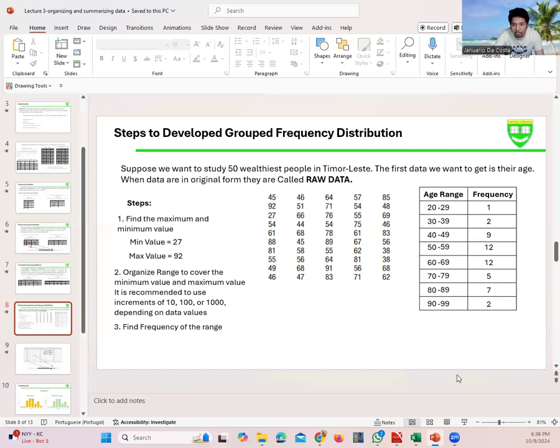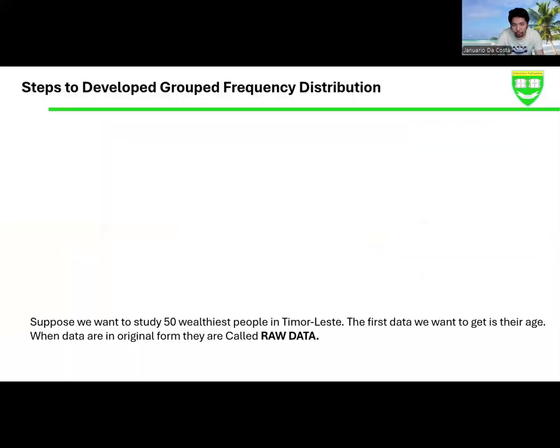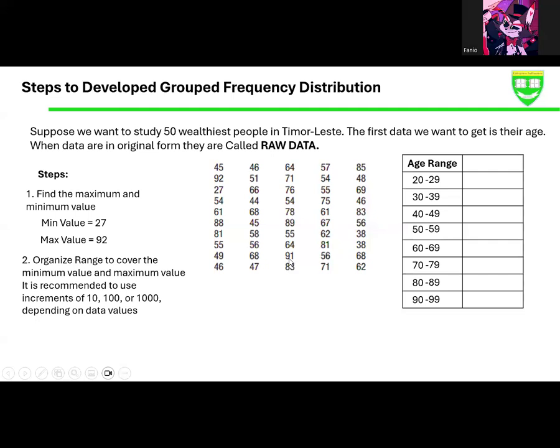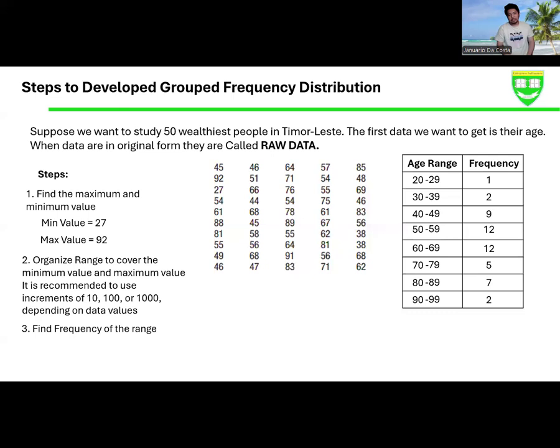Okay, I think 90 to 99 is exactly 2, hopefully. So 90 to 99, you have 92 over here and 91 over here. It's only 2. So when you total all this frequency, it has to sum up to 50.